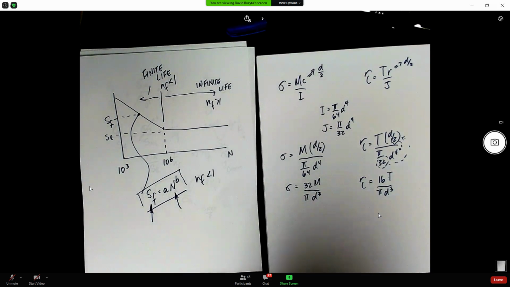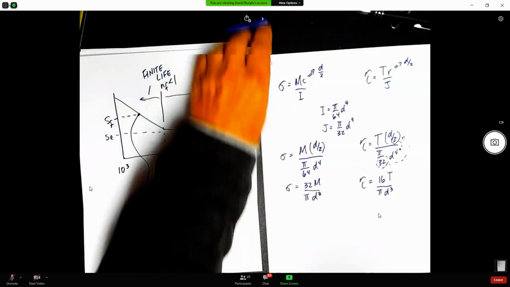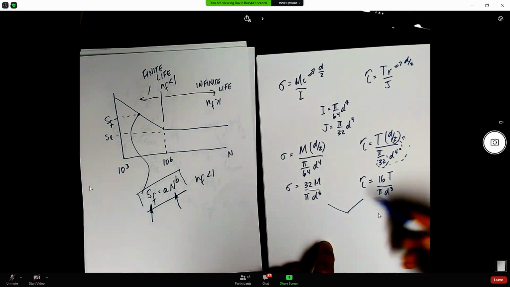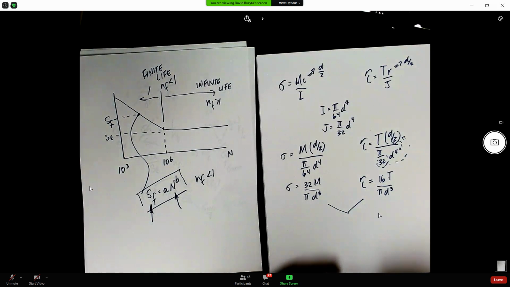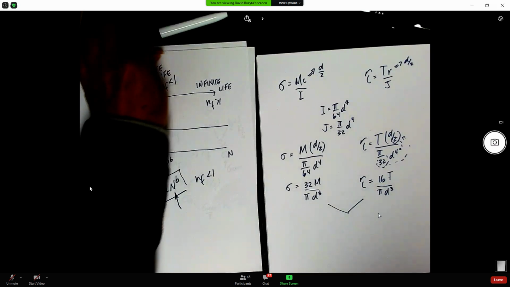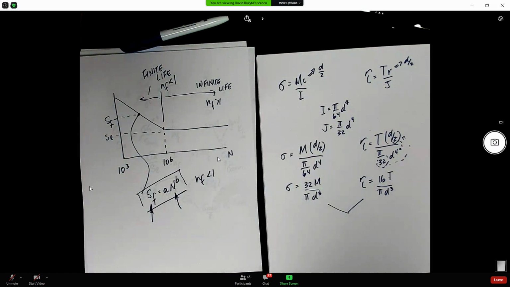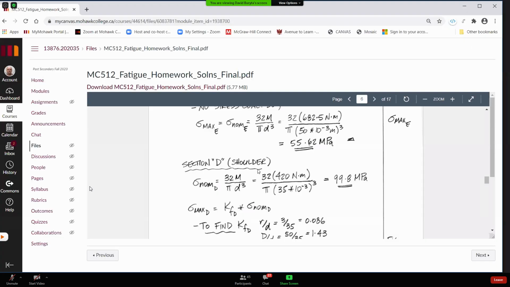So if you see these 32M over pi d cubed and the 16T over pi d cubed, it's basically just recognizing the fact that the maximum bending stress occurs at d by 2 for a circular cross section, and that the maximum shear stress for a circular cross section also occurs at d by 2. Make sense? Yeah, it made more sense. Thank you. Okay, so these are what people in design use. They don't go back to the fundamental ones up here, right? And that's what you'll see in some of the design equations that you'll be using and that are shown in the notes for this particular course. So that's where this comes from.